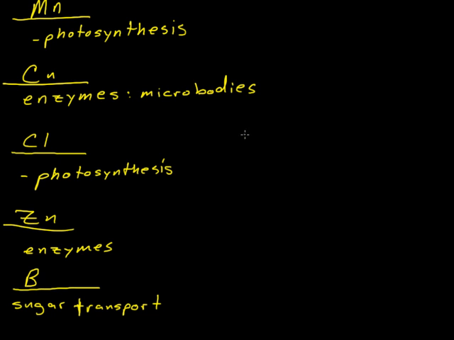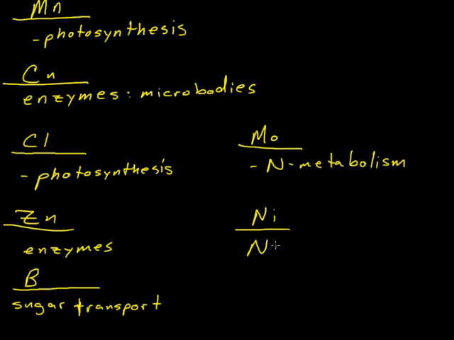And let me just come over here for the last two. We've got also molybdenum, which has a role in nitrogen metabolism. In other words, the incorporation of nitrogen into amino acids, in DNA and RNA, etc. And then finally, we've got nickel, which is also involved in nitrogen metabolism and has in more recent years been shown to be vital to seed germination.